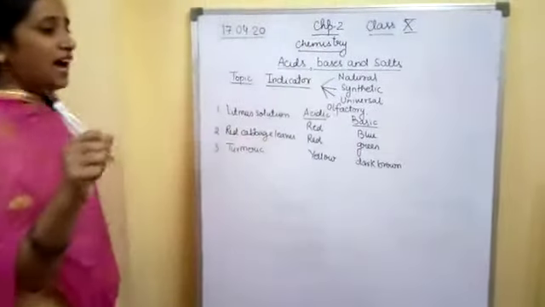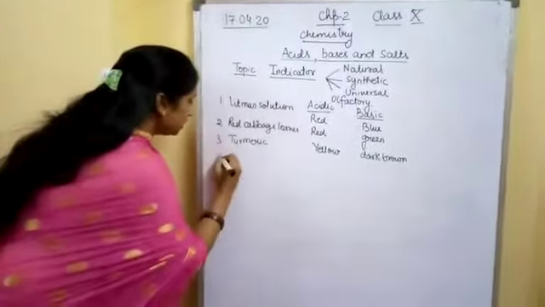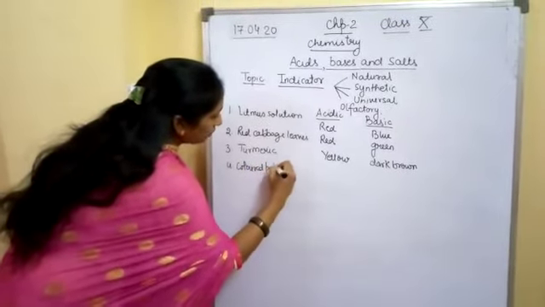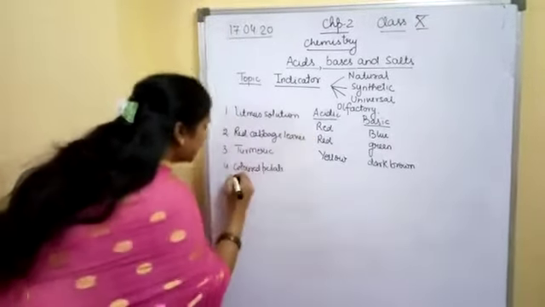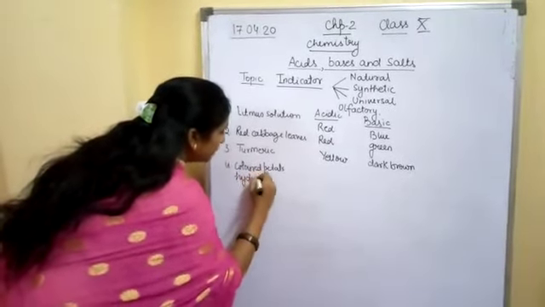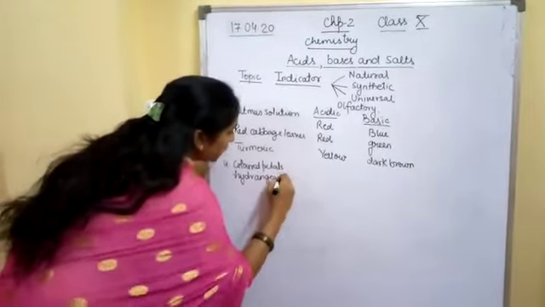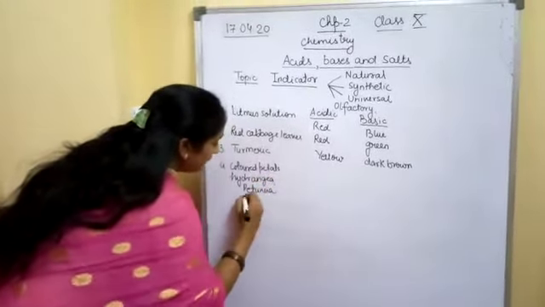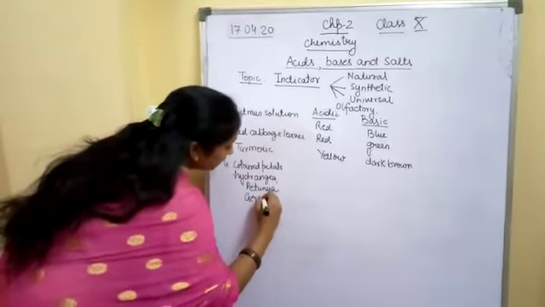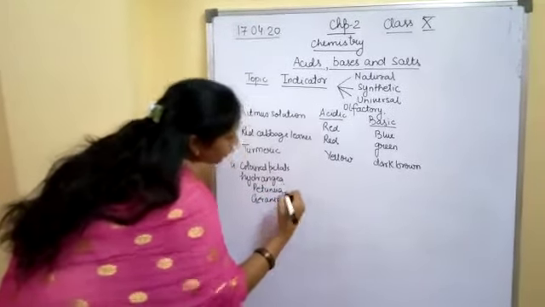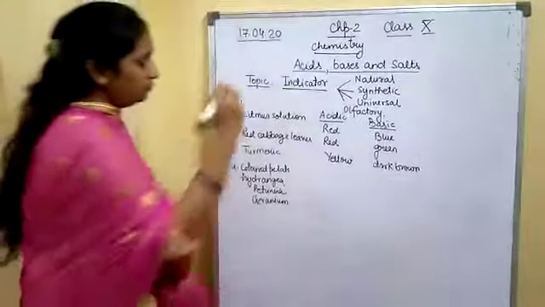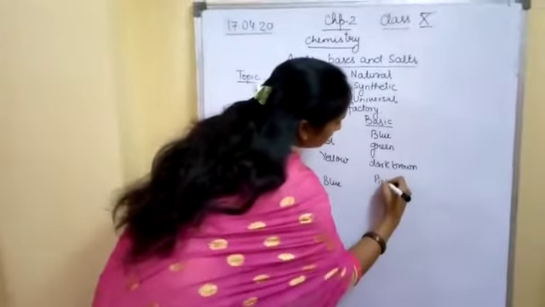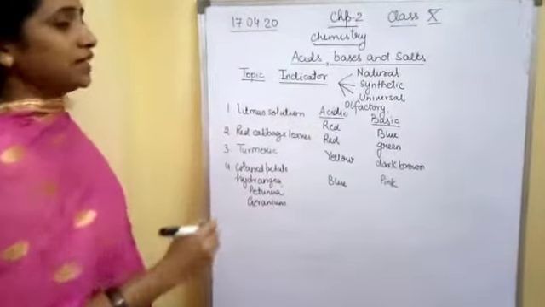Okay students, and next can be the colored petals of some flowers, like hydrangea, petunia, and geranium. These are a few plants. So how do they behave? They are blue in the acidic solution, and from blue they change to pink in the basic solution.